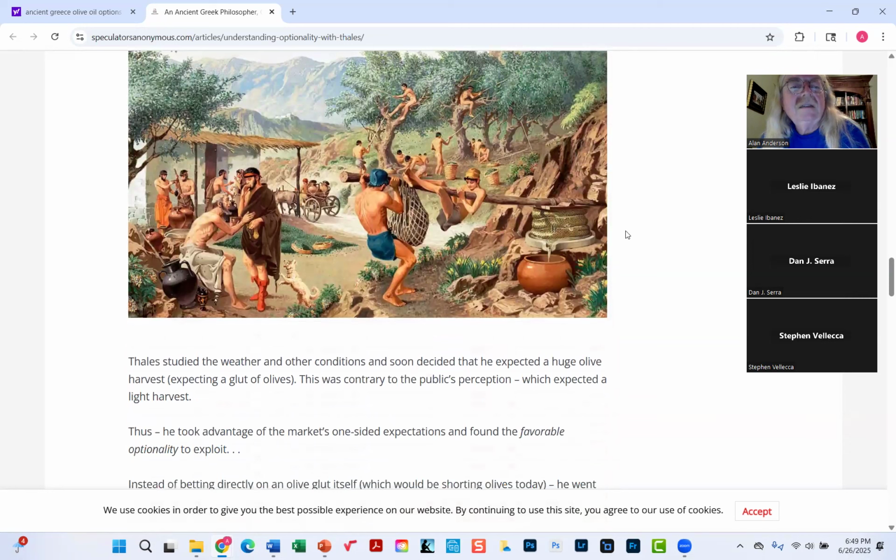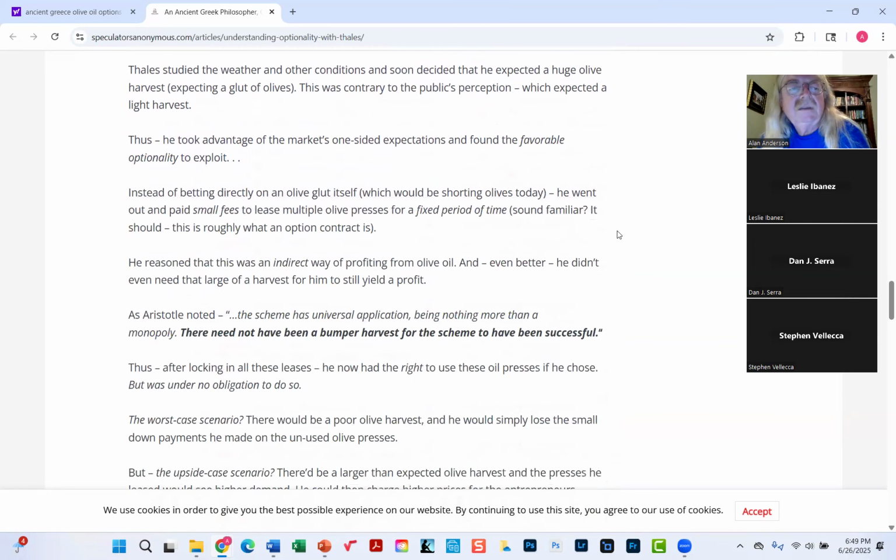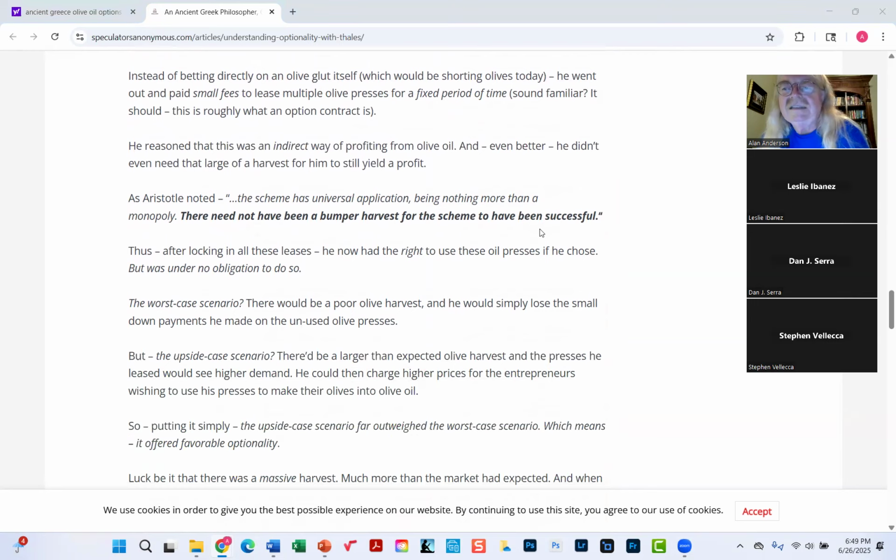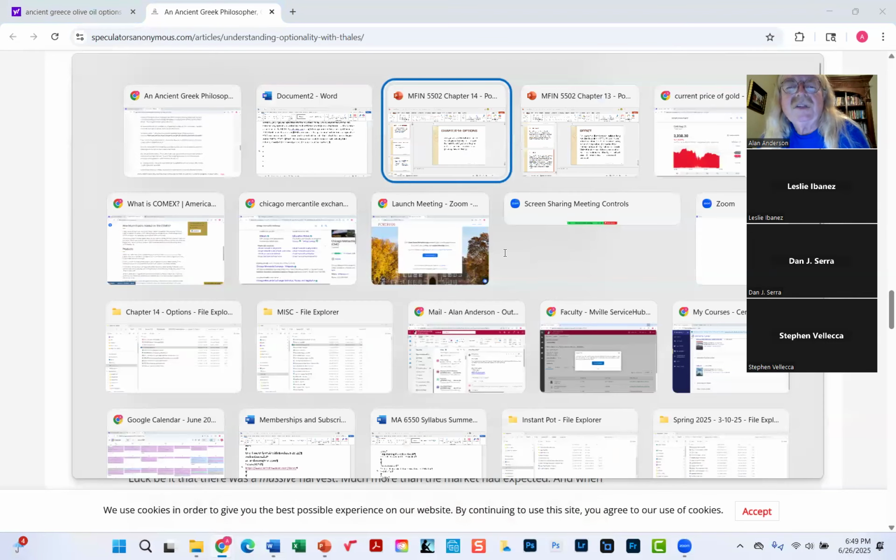So there they are, the olives are being processed. So anyway, I thought you'd find that interesting.